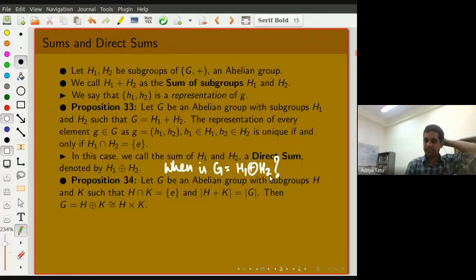So this proposition states that if G is an abelian group with subgroups H and K, such that the intersection is only the identity, and the number of elements in HK, this is the same as H plus K, is equal to the number of elements in G, then G is equal to the direct sum of H and K. Of course it also implies that G is isomorphic to the Cartesian product of H and K. So how do we show that this is the case? Anyone?